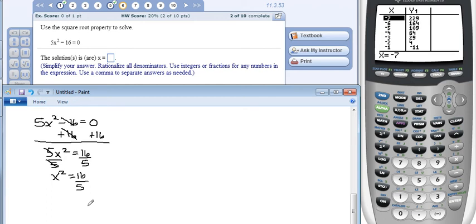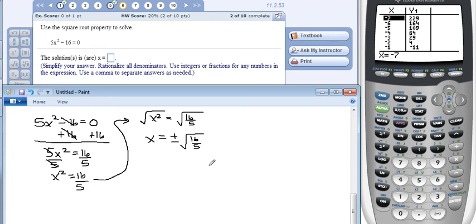Then we take the square root. I'm going to go up here so I don't have to get a new screen. If I take the square root of x squared, then I have to take the square root of 16/5 over here. The square root of a square is itself, and I want the positive and negative values of this. What's wrong with that? Well, I got a radical in the denominator. So we have to go back to all those rules. The first thing that I can do here is split it using the quotient rule.